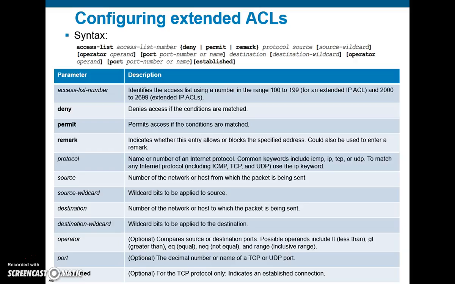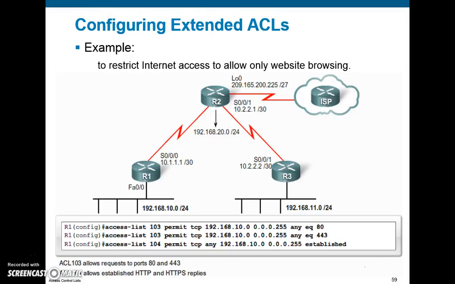I have given you one or two examples of configuring extended access control list. This is the full syntax. Rather than going through this full syntax, let's go through a few examples to make it easier to understand. This is one example: to restrict internet access to allow only web browsing. Here there is this one local area network 192.168.10.0/24, and I want to restrict internet access. The internet is here. I want to restrict internet access for this group of clients to go out to the internet to web browsing only.